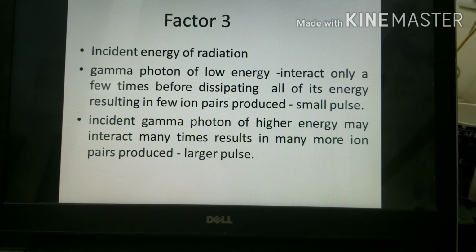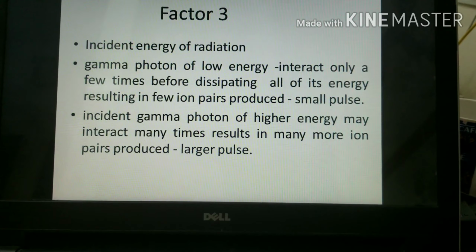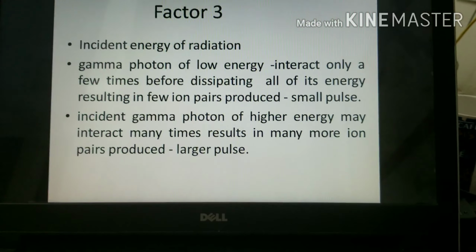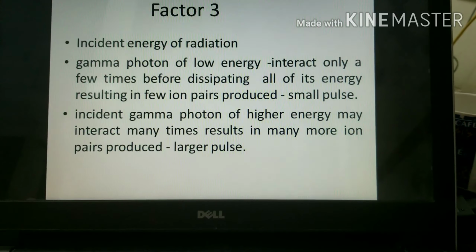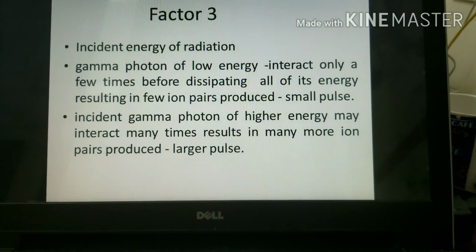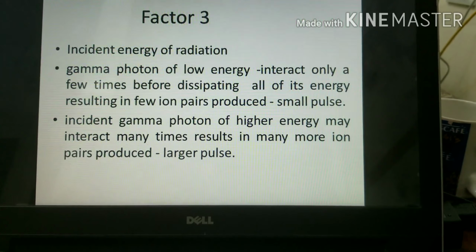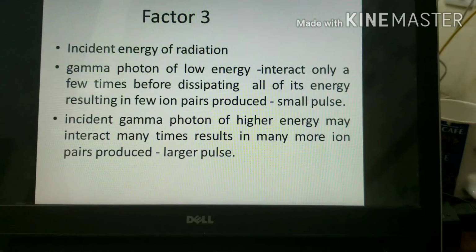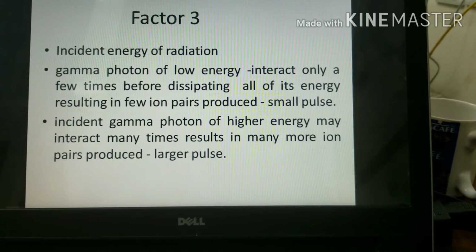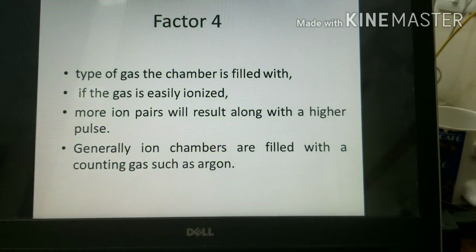Factor 3, the incident energy of the radiation. How much is the incident energy of the radiation? A gamma photon of low energy interacts only a few times before it dissipates all of its energy. That will result in few ion pairs being produced, so the pulse will be small. Comparatively, if the incident gamma photon is of higher energy, it will interact many times, so more ion pairs will be produced, and the pulse will be large.